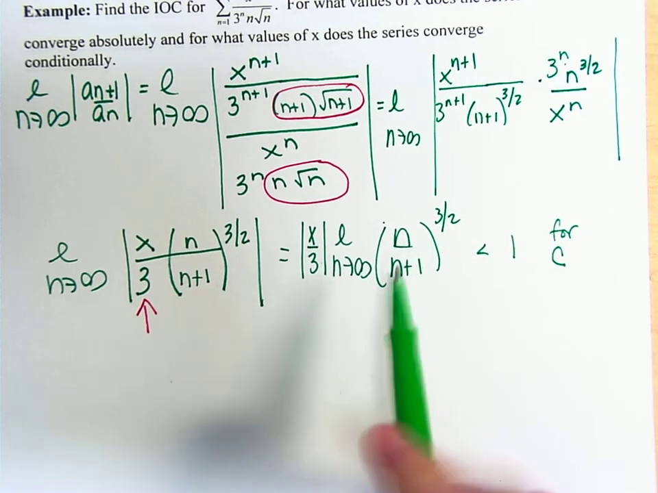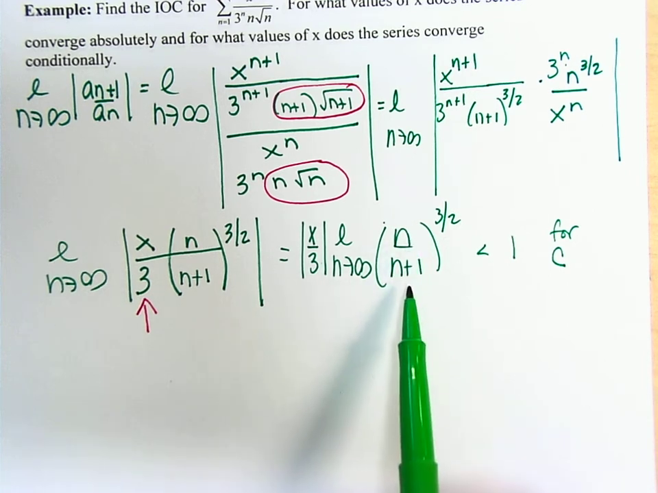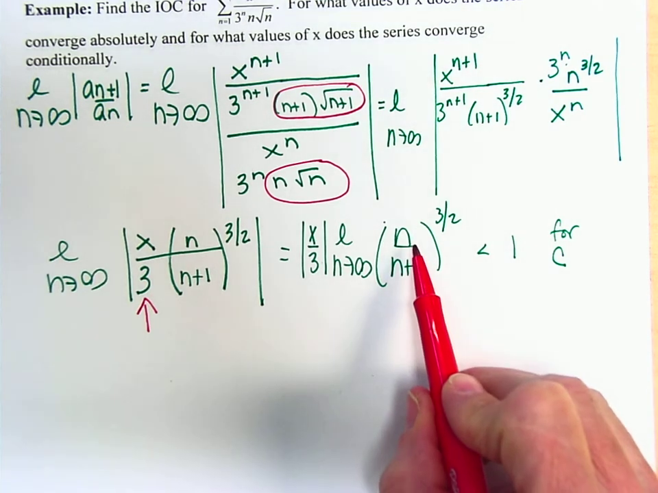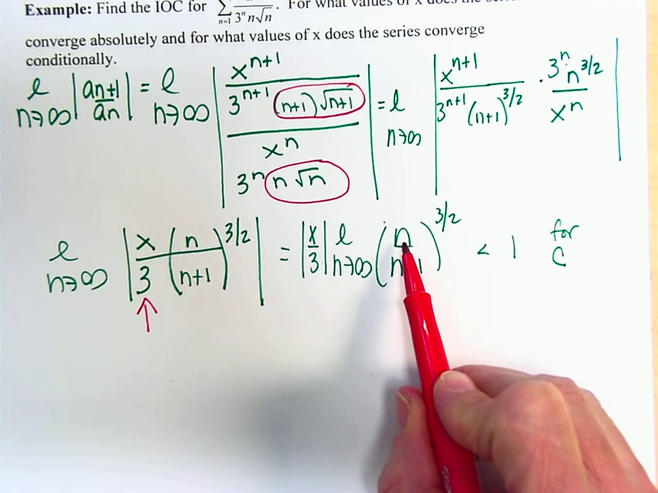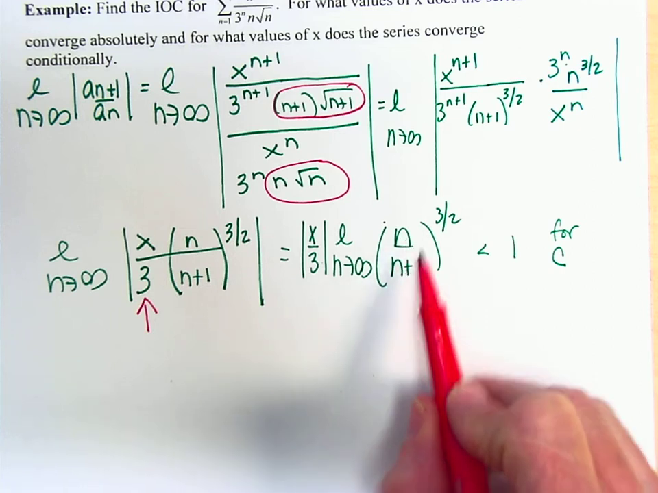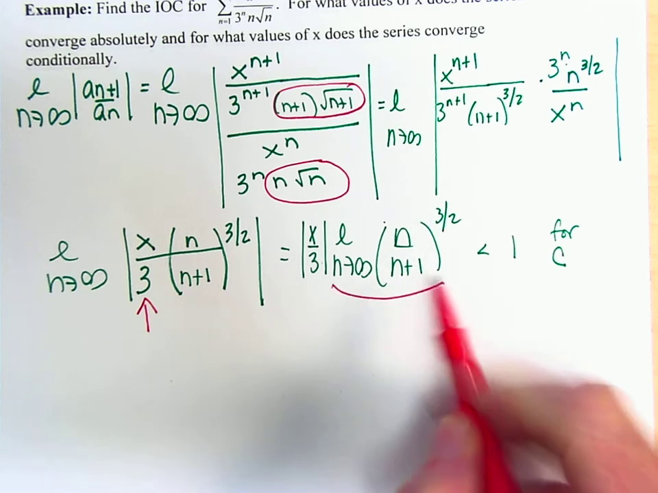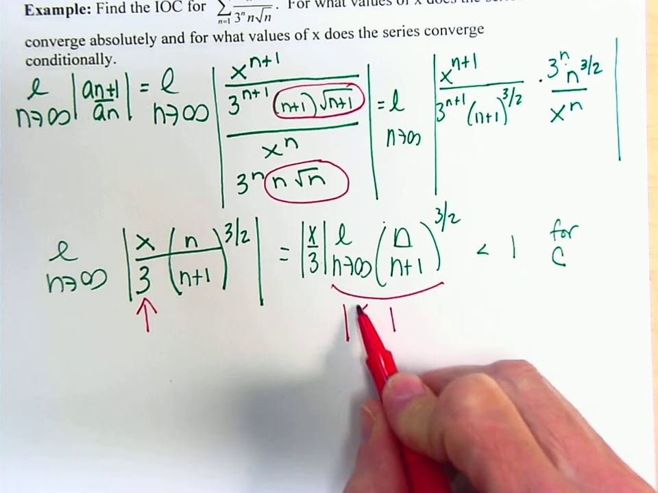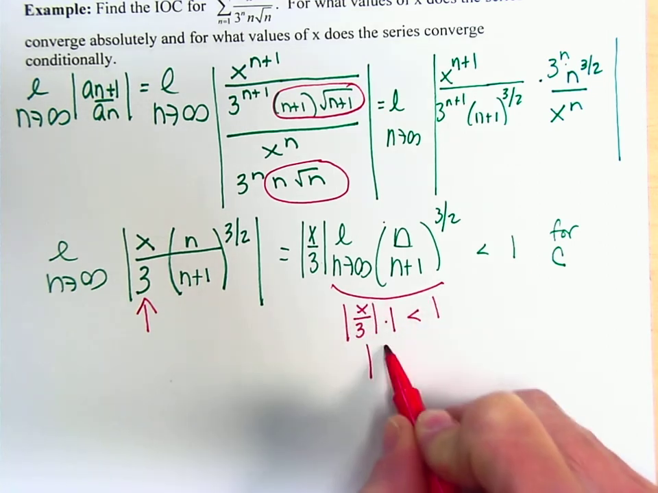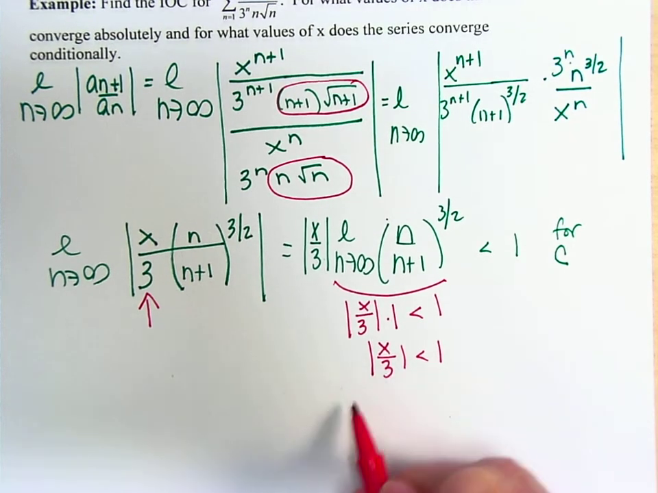Now I can't necessarily apply L'Hopital. I am going to get infinity over infinity, but here's a case where we're just rationalizing our answer. If n is 1,000,000, the numerator is going to be 1,000,000, and the denominator is going to be 1,000,000 plus 1. If I take that ratio to the 3/2 power, this is basically going to go to 1. So I have the absolute value of x over 3 times 1 less than 1, an inequality that we will have to solve.